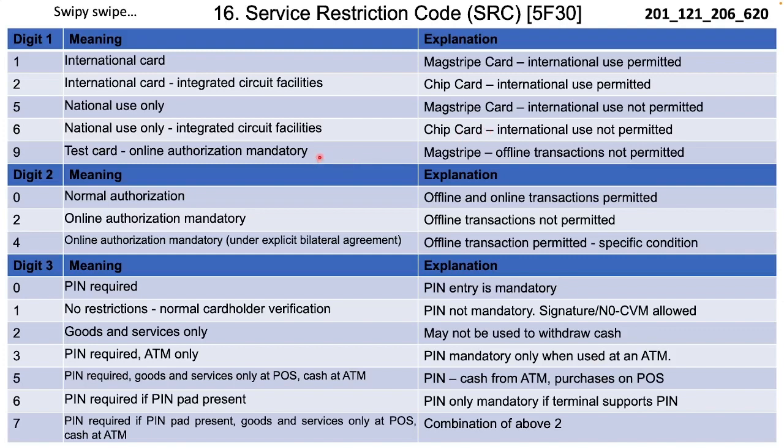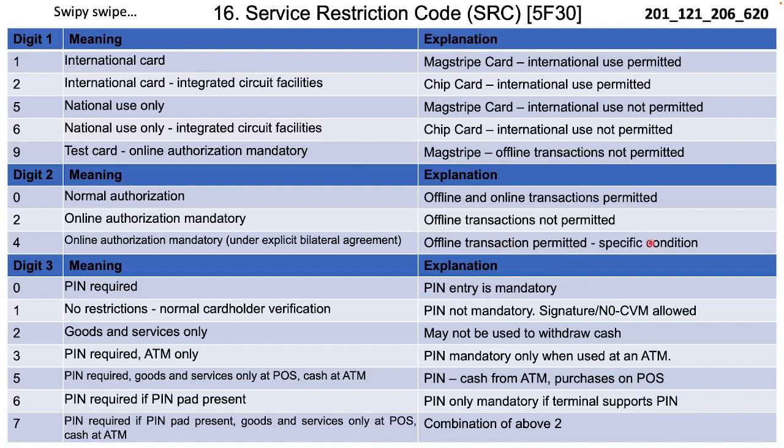Online authorization mandatory, so offline transactions are not permitted. Right, this is a special circumstance there. Digit 2, generally 0, 2, or 4. Normal authorization means both offline and online transactions will be permitted. A 2 denotes online authorization mandatory, so no offline transactions are permitted. And 4 is similar to 2, online authorization mandatory, but this refers to an explicit bilateral agreement.